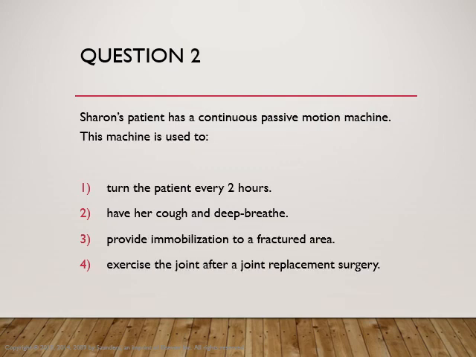Question 2. Sharon's patient has a continuous passive motion machine. This machine is used to: number 1, turn the patient every 2 hours. Number 2, have her cough and deep breathe. Number 3, provide immobilization to a fractured area. Number 4, exercise the joint after a joint replacement surgery.